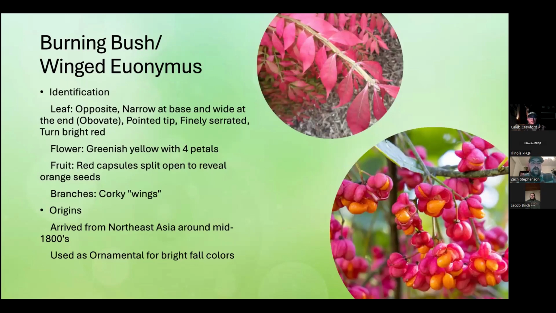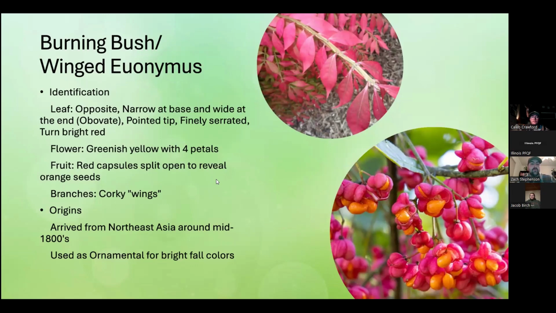Next on our list is burning bush. I've heard it called winged wahoo for invasive purposes. By identification, it is opposite, narrow at the base and wide at the end. It'll have a pointed tip, finely serrated, and turns bright red, as you can see in the top picture there, how dark red and bright it becomes.